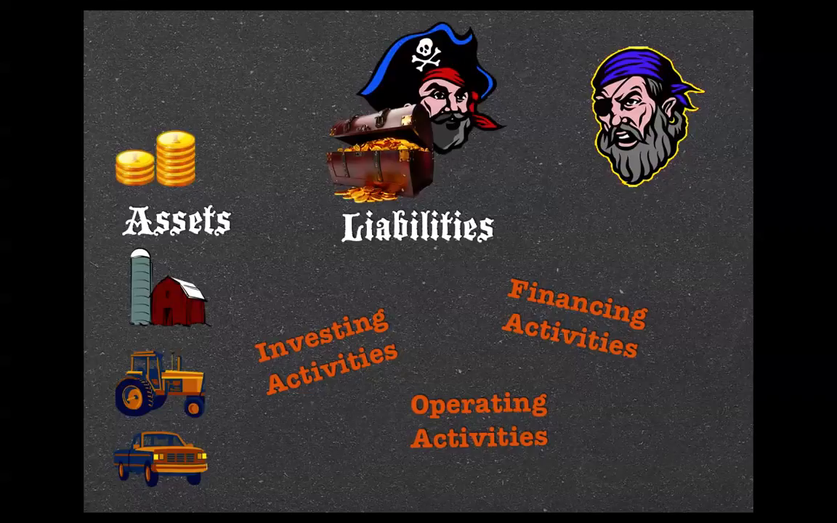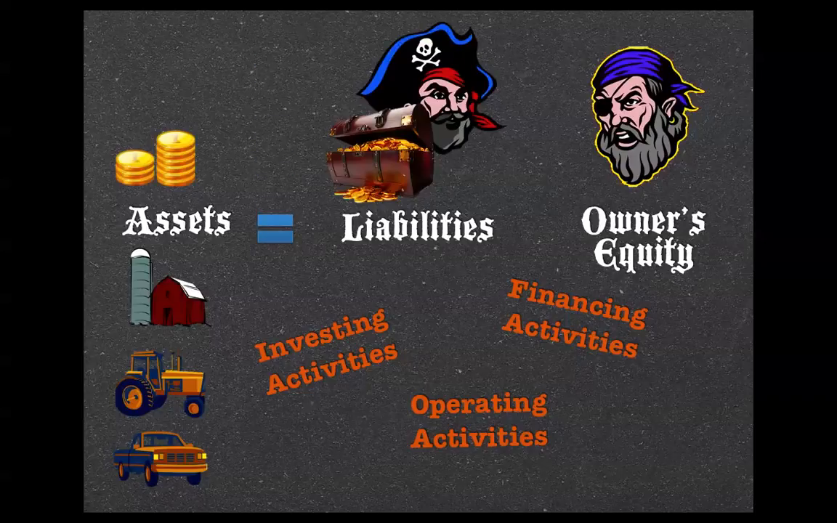If we took all the assets that we have and we sold them, and we used the money to pay off all the liabilities, money we owe other people, whatever we have left over is what we call owner's equity, the equity that the owner has in the business. So our accounting equation is: the dollar value of our assets equals the money that we owe other people plus the equity that we have in the business. That is the accounting equation.